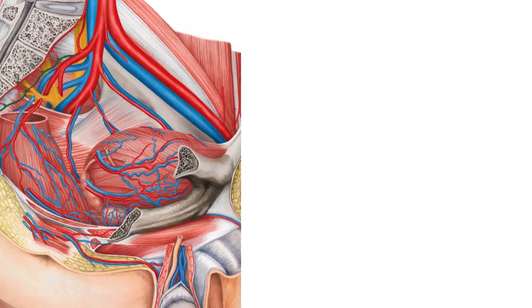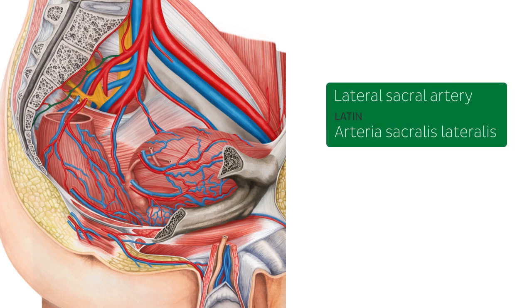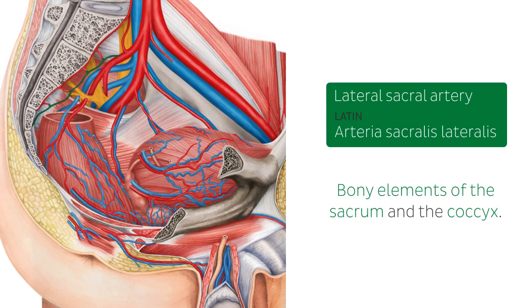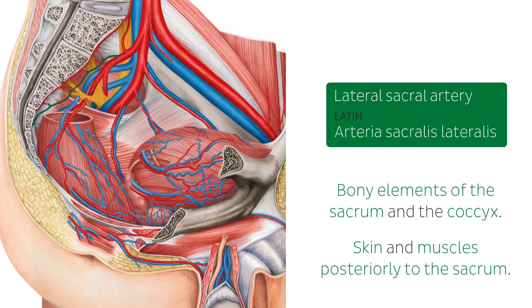Next, we're going to be highlighting this one that you see now on the screen. This is the lateral sacral artery. Now, the lateral sacral arteries are the next arteries that originate from the posterior division of the internal iliac arteries. They course inferiorly along the posterior pelvic wall and give branches that will supply the bony elements of the sacrum and the coccyx, as well as the skin and muscles found posteriorly to the sacrum.